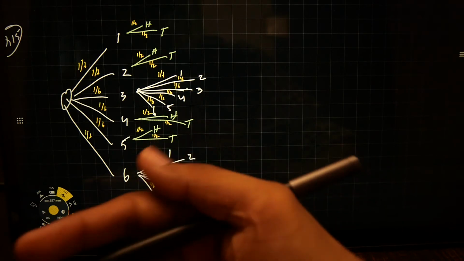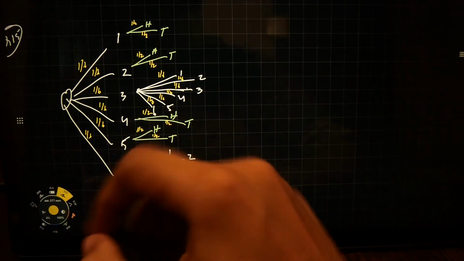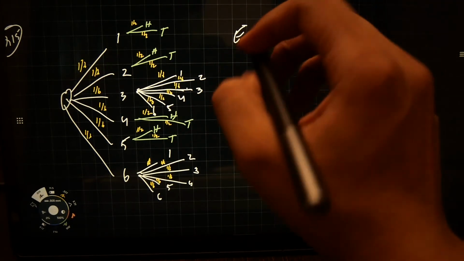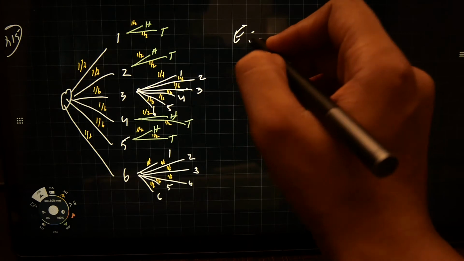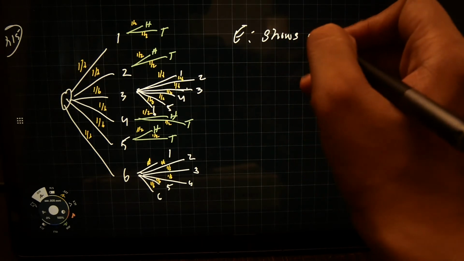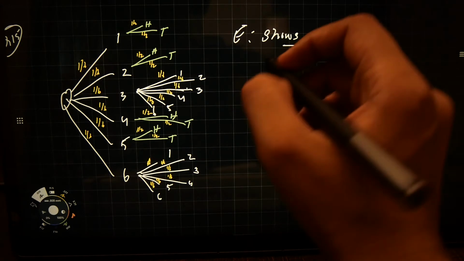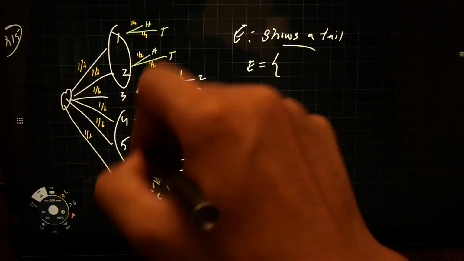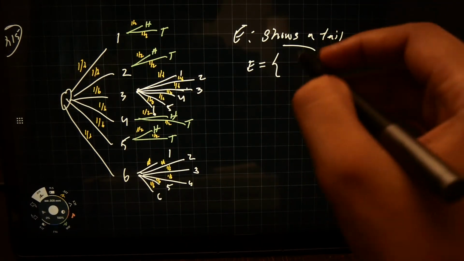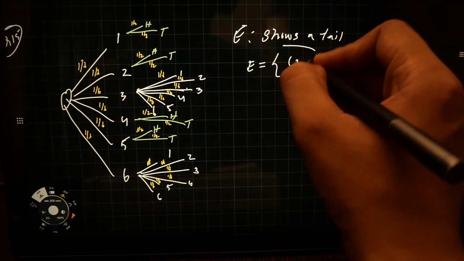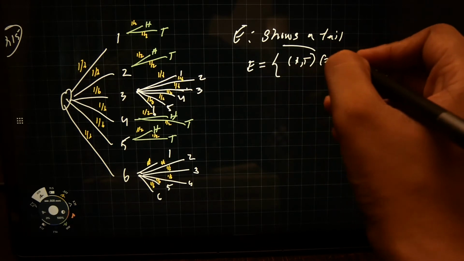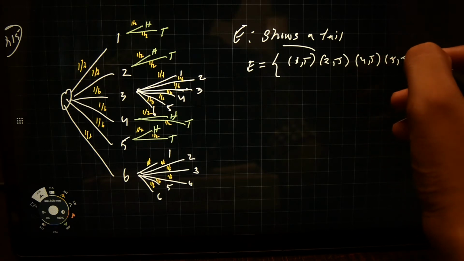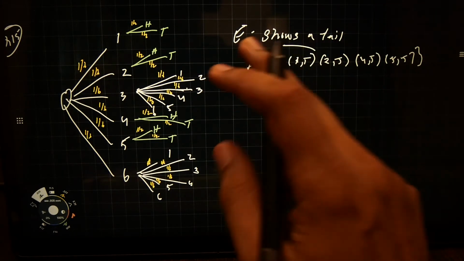So find the conditional probability of the event. What is E here? E says the coin shows a tail. E will show you a tail only when a non-multiple of 3 comes. What are the possibilities when it shows a tail? It could be 1T, 2T, 3T will not come, 4T, 5T. This is the only possibility for showing a tail.